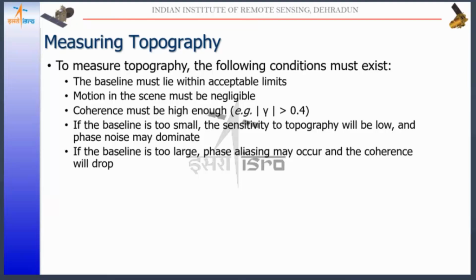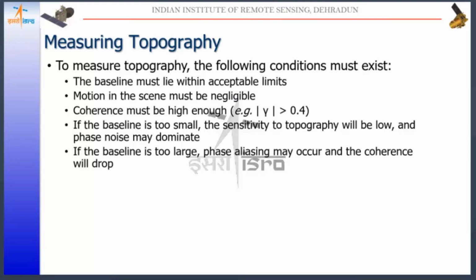And also the coherence is generally small due to the high geometrical decorrelation, because of the high baseline. If it is greater than 450, then we have more geometric distortion in the two images. So coherence will be very low, but geometrical decorrelation is very high. If the baseline is greater than 450, then we don't have the best interferometry pair.